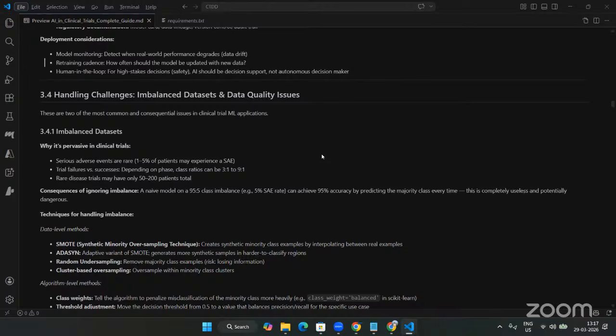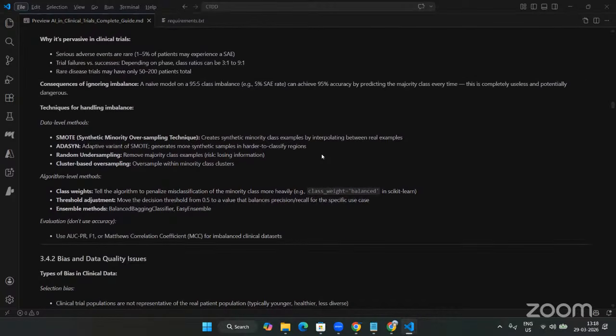So, consequences of ignoring imbalance: a naive model on a 95 to 5 class imbalance, where 5% are SAE, serious adverse event cases, can achieve 95% accuracy by predicting the majority class every time. This is completely useless and potentially dangerous, because we are more focused on the serious adverse events, which are rare, and they are getting ignored by the model. Next, we look at techniques for handling the imbalance.